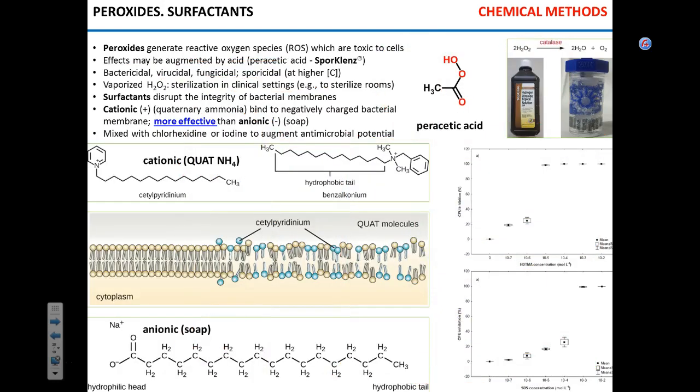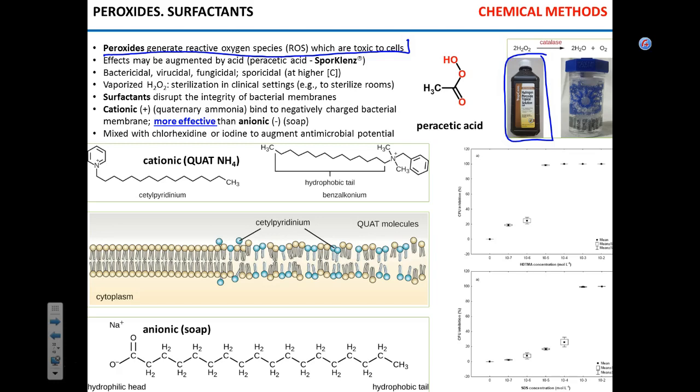So, a couple more chemicals. Peroxides. First, are you all familiar? 3% hydrogen peroxide. Peroxides, as you can get from the name, oxidize and produce reactive oxygen species which kill cells. 3% hydrogen peroxide that you have at home is a great disinfectant. Okay? Does that make sense?